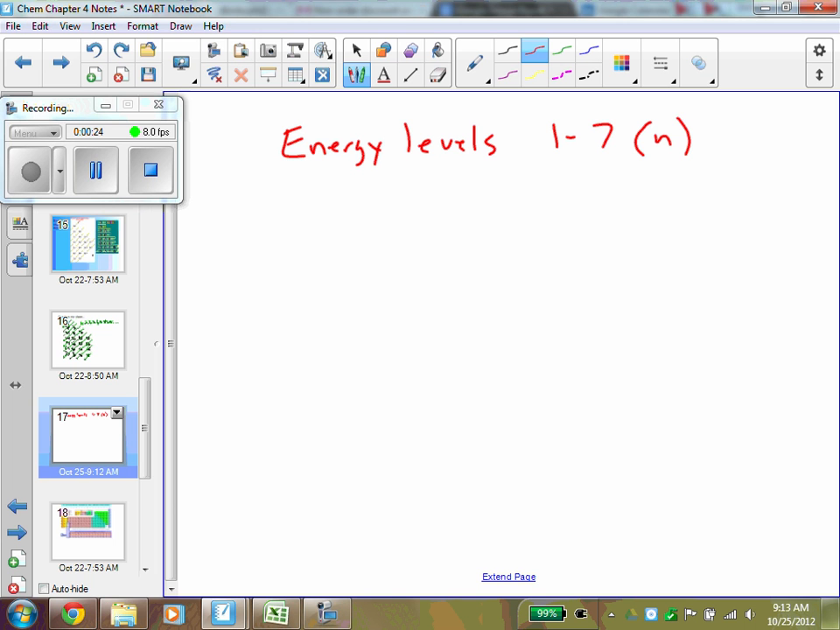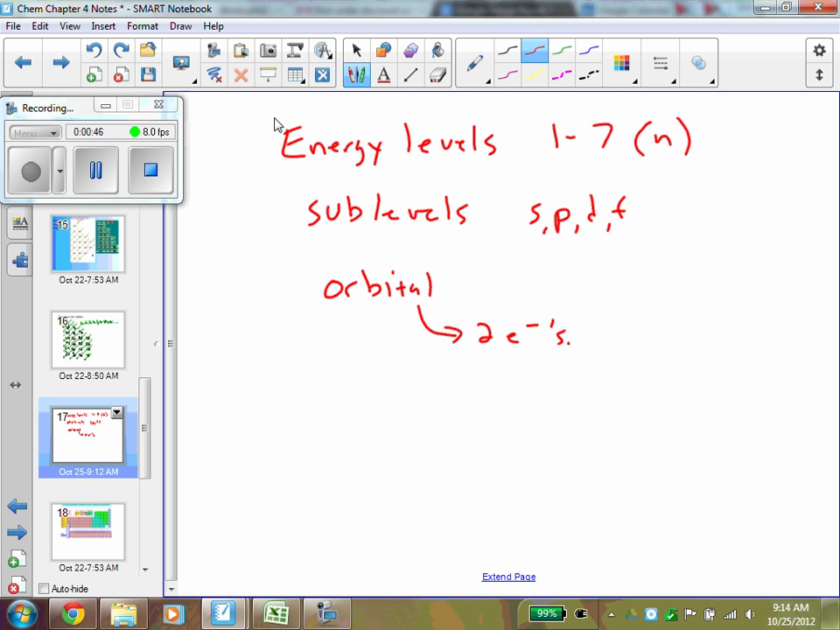I'm not going to get too much into quantum numbers here, just a little bit. Inside energy levels, we have sublevels. There are 4 sublevels: S, P, D, and F. Inside sublevels, we have orbitals, and each orbital can hold 2 electrons, okay? So with energy levels, we have sublevels, and in sublevels, we have orbitals, and each orbital can hold 2 electrons.